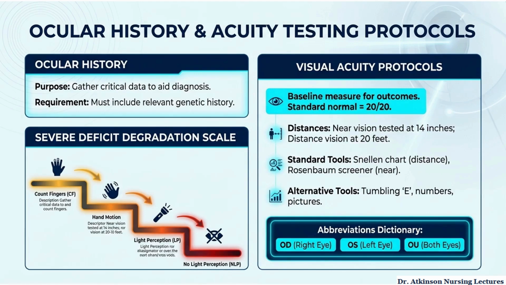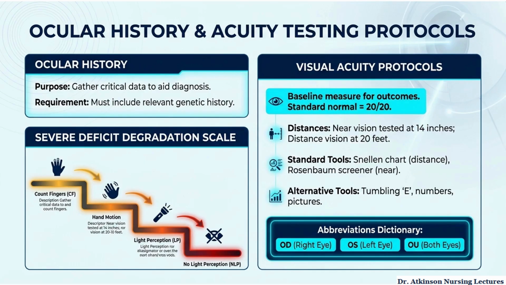Ocular history is used to gather critical information that helps guide diagnosis and should include relevant genetic history. Visual acuity testing serves as a baseline measure for outcomes, with 20/20 considered normal vision. Near vision is typically tested at 14 inches, while distance vision is tested at 20 feet. Standard tools include the Snellen chart for distance vision and the Rosenbaum screener for near vision.